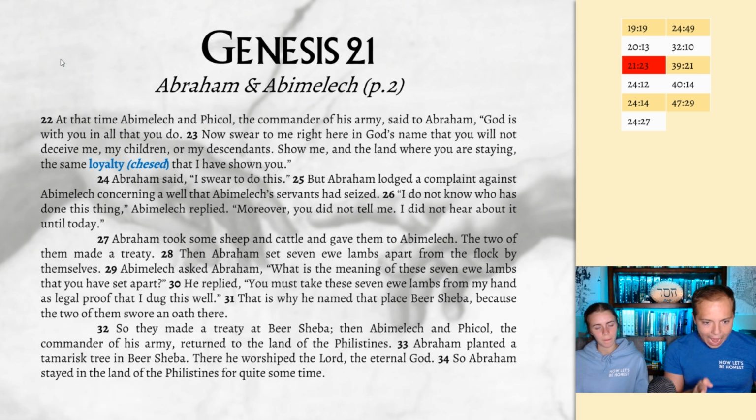So, at that time, Abimelech and Phicol, the commander of his army, said to Abraham, God is with you in all that you do. Yeah, no duh. This is probably a fair conclusion whenever literally this guy has wronged you and you're the one who had to pay for it, right? Your women were infertile for a time because this dude deceived you. It's like, yeah, God is with you.